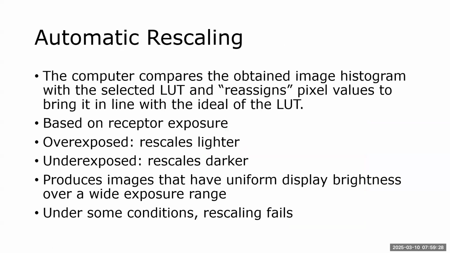So here we go. I already sort of covered some of this. Automatic rescaling is when the computer compares the obtained image histogram, so the data set that we give it, with the selected lookup table, the ideal values for that image, and it reassigns pixel values to bring it in line with the ideal. So again, if we're overexposed, it's going to rescale the image lighter. If we're underexposed, it's going to rescale it darker. It's going to attempt to. And so we get images that have uniform display brightness over a wide exposure range.